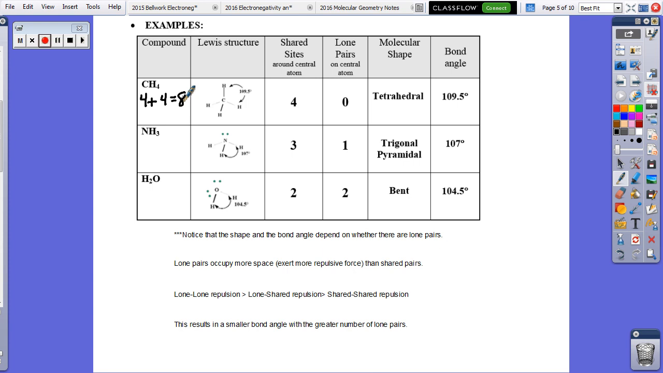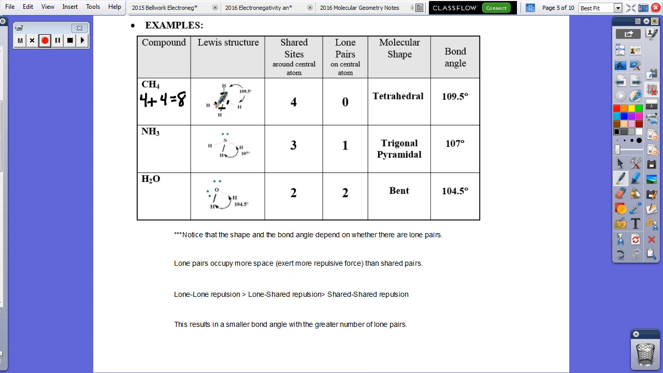So put it in the middle, bond all of your hydrogens, and go back and count your total electrons in the picture to make sure that it's drawn correctly. So we have 2, 4, 6, 8 total electrons. All the hydrogens have 2 electrons, and the carbon has 8, an octet, so that picture is done.